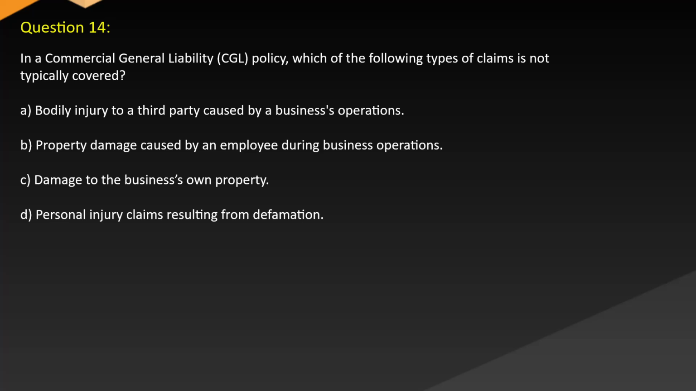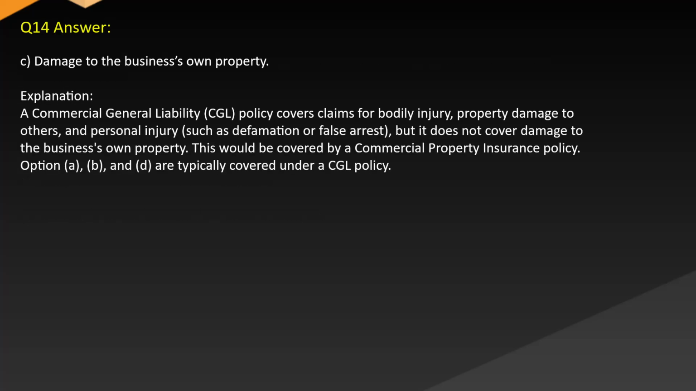Answer: C. Damage to the business's own property. Explanation: a commercial general liability (CGL) policy covers claims for bodily injury, property damage to others, and personal injury, such as defamation or false arrest, but it does not cover damage to the business's own property. This would be covered by a commercial property insurance policy. Options A, B, and D are typically covered under a CGL policy.